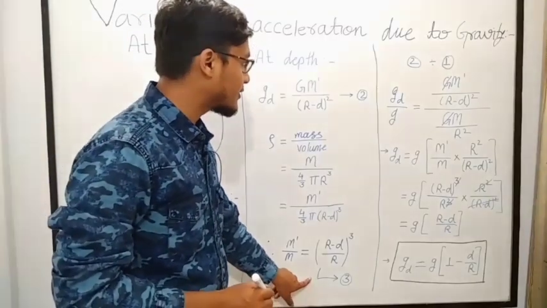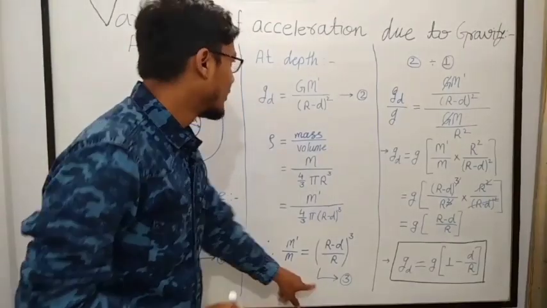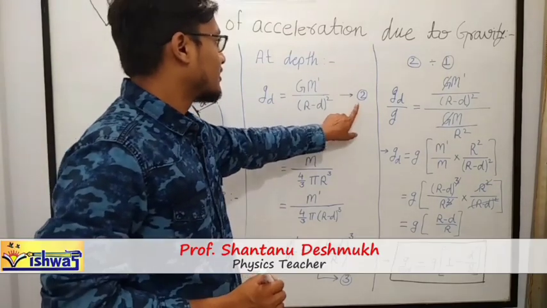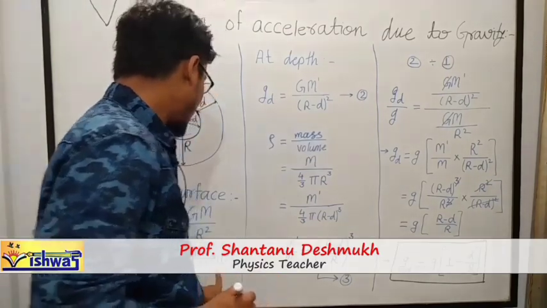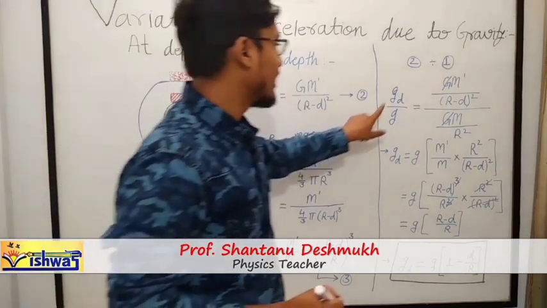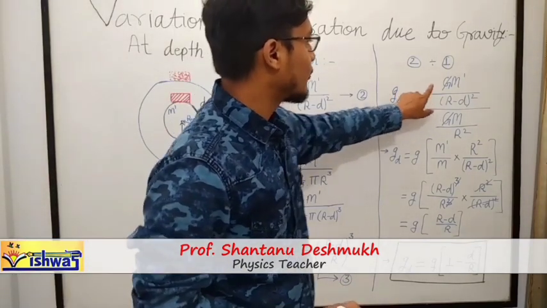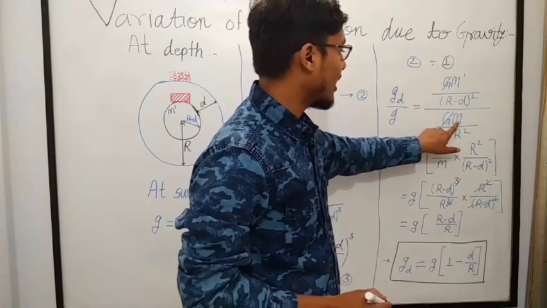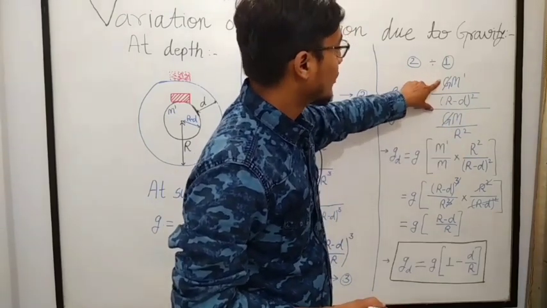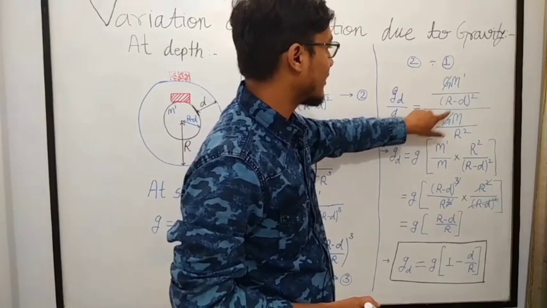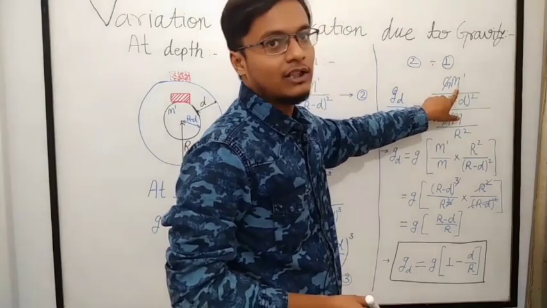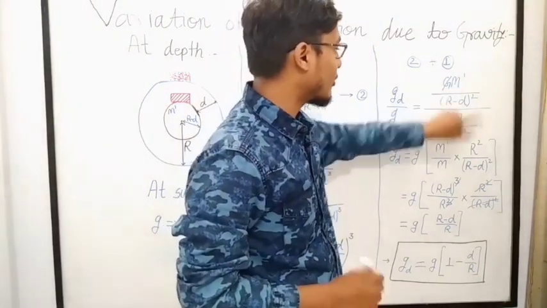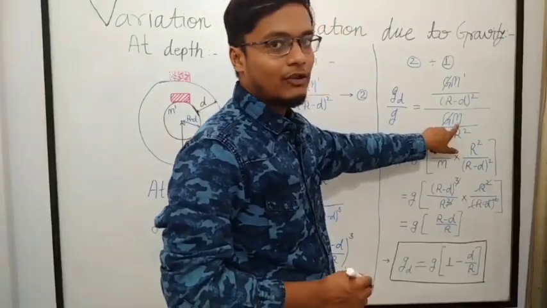This is our third expression. Now what we will do, we will divide again our expression 2 by our expression 1. So we will get g_d by g is equal to g m dash by r minus d square divided by g m by r square. Here only g and g will get cancelled, because here m dash means the change in mass of the earth and m means the mass of the complete earth.